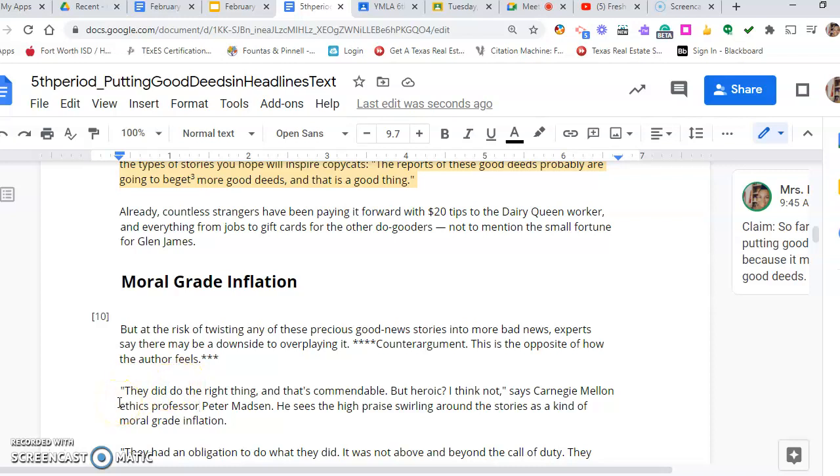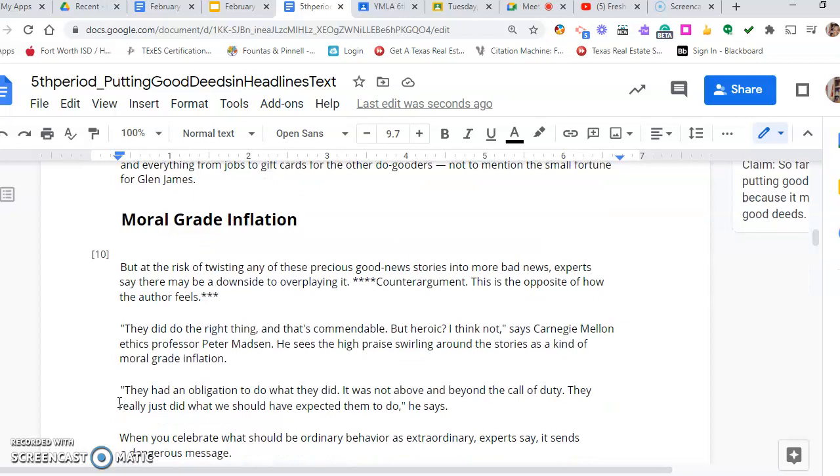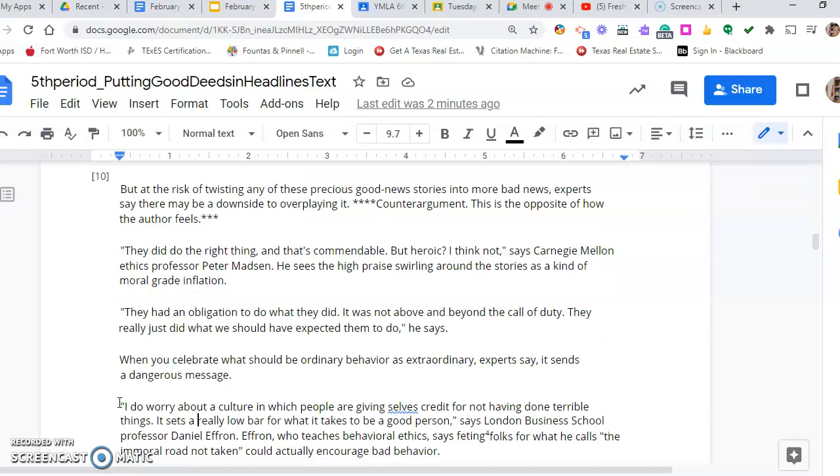They did do the right thing, and that's commendable, but heroic, I think not, says Carnegie Mellon ethics professor Peter Madsen. He sees the high praise swirling around the stories as kind of moral grade inflation. They had an obligation to do what they did. It was not above and beyond the call of duty. They really just did what we should have expected them to do, he says. When you celebrate what should be ordinary behavior as extraordinary, experts say it sends a dangerous message.